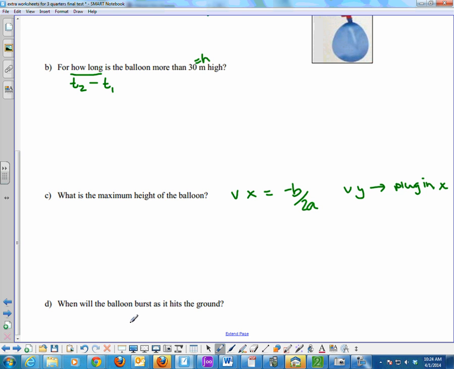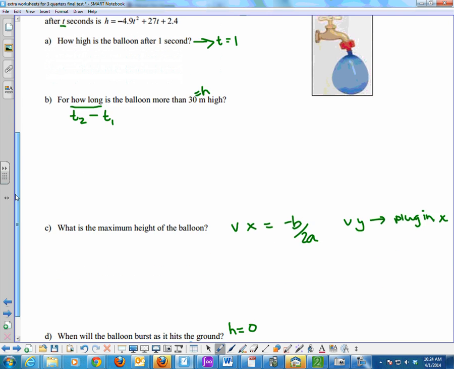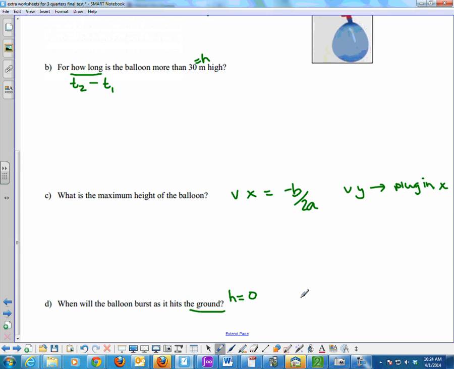Part D, when will the balloon burst as it hits the ground? Well, if it hits the ground, that's at height equals 0. So again, you're going to solve the quadratic equation here by putting in height equals 0. When you do that, you're going to have to use the quadratic formula.